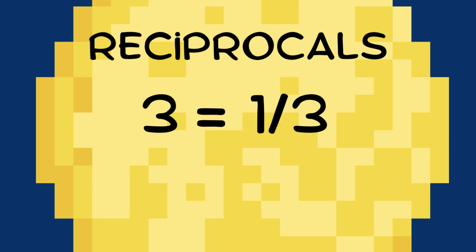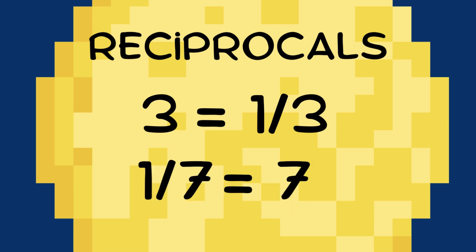For example, the reciprocal of 3 is 1 over 3. Alternatively, the reciprocal of 1 over 7 will be 7, since 1 divided by 1 over 7 is just 7.